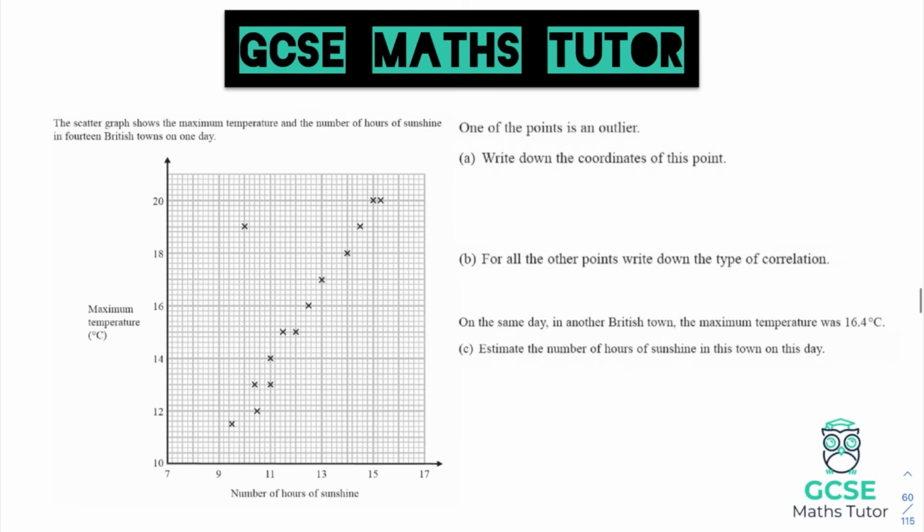So just make sure you break it down and use the key appropriately to make sure that you read your pictogram properly. When you have a scatter graph, you may have an outlier involved. An outlier lies away from the line of best fit. You may be asked to give the coordinates of that. So you might also want to think about reasons why an outlier could exist.